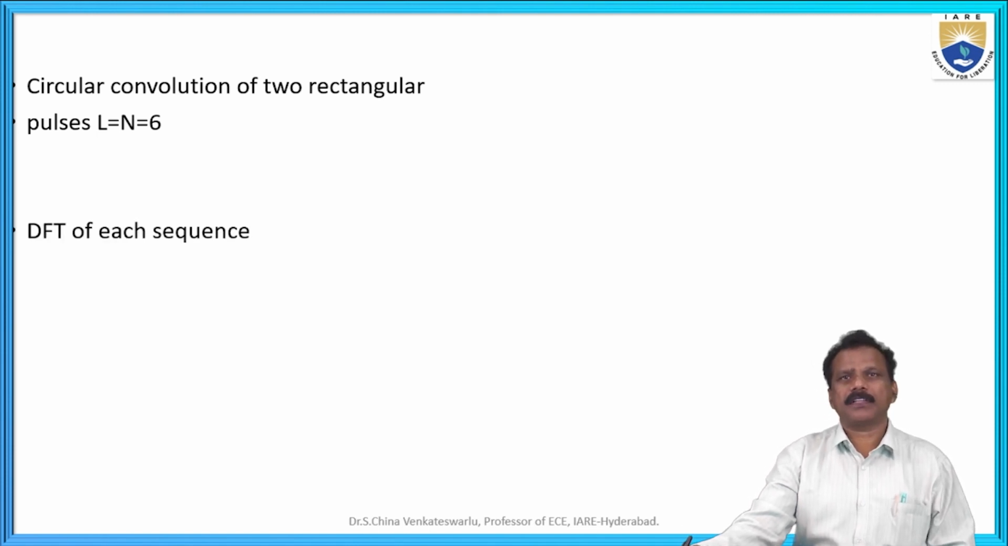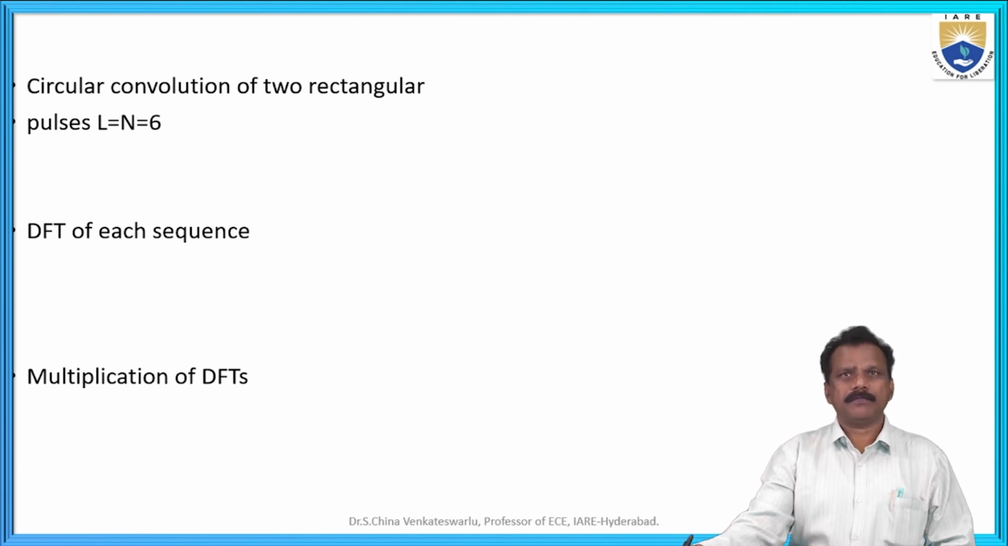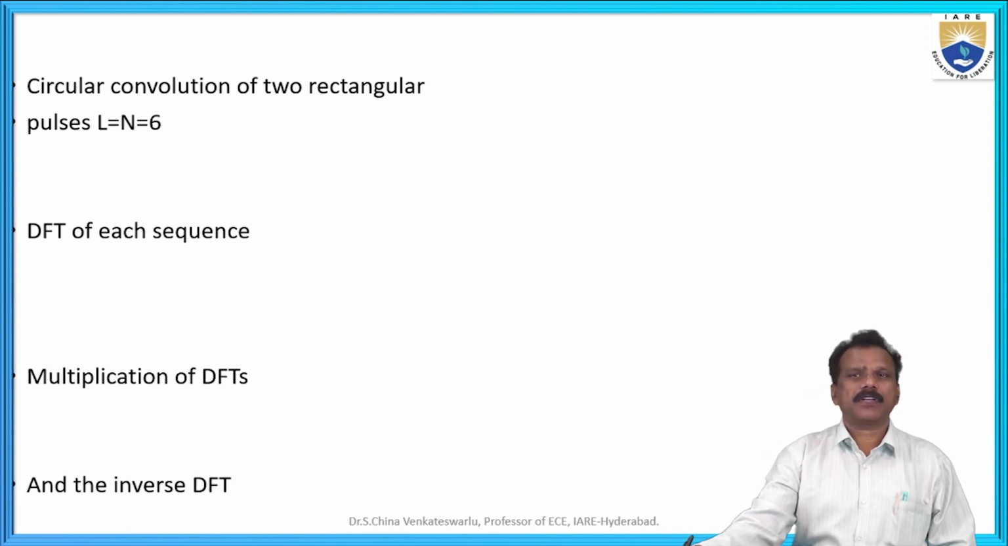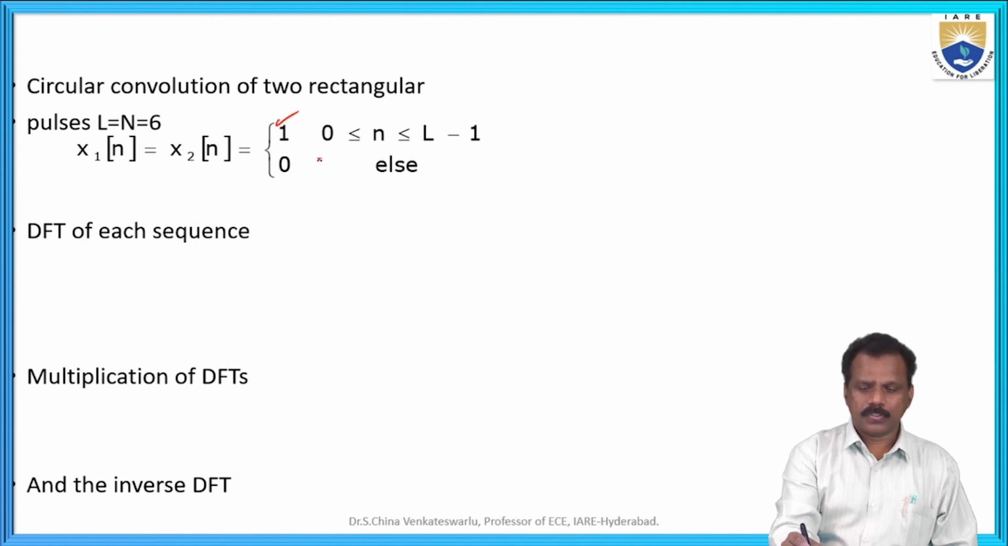After that, we verify the DFT of each sequence, because of the linear and circular convolution with the discrete Fourier transform, and how we are computing with this. Then the multiplication of the DFTs, the circular convolution of two rectangular pulses, and the inverse discrete Fourier transform. For this, x1 of n is equal to x2 of n is equal to 1, for 0 less than or equal to n less than or equal to L minus 1.